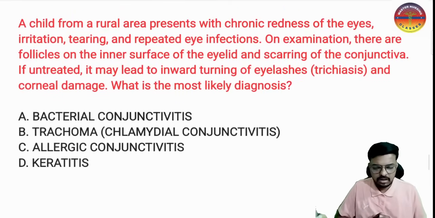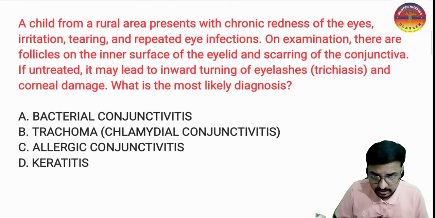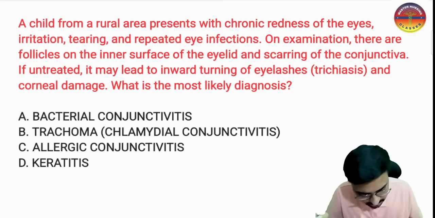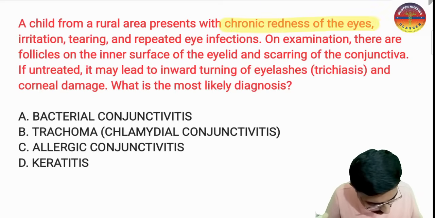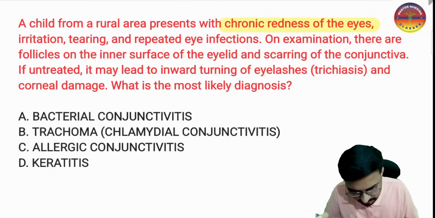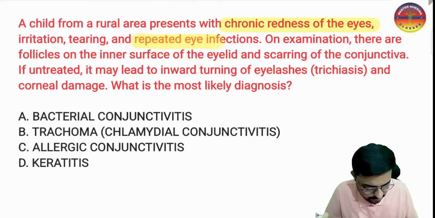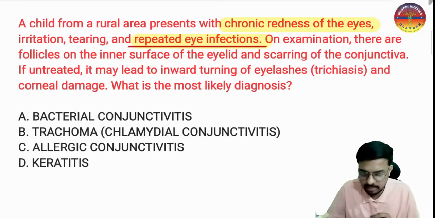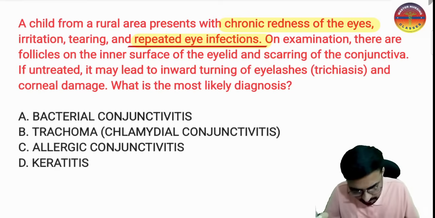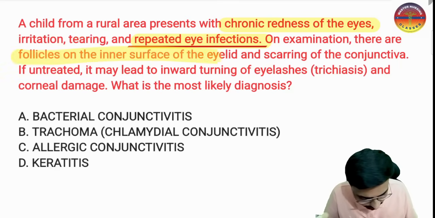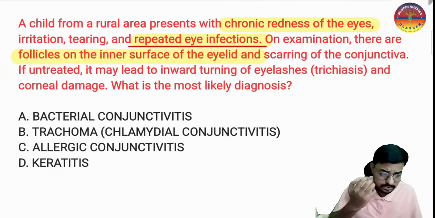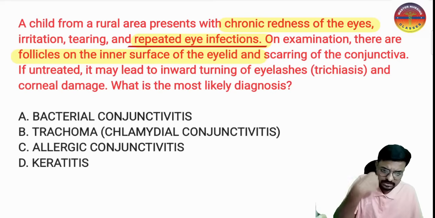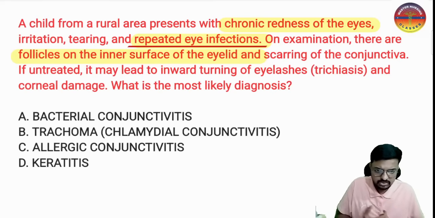A child from a rural area is presenting with chronic redness of the eyes, irritation, tearing, and repeated eye infections, meaning eye infections are happening very frequently. On examination, there are follicles on the inner surface of the eyelids. There is inward turning of the eyelid like this, which is called trichiasis.